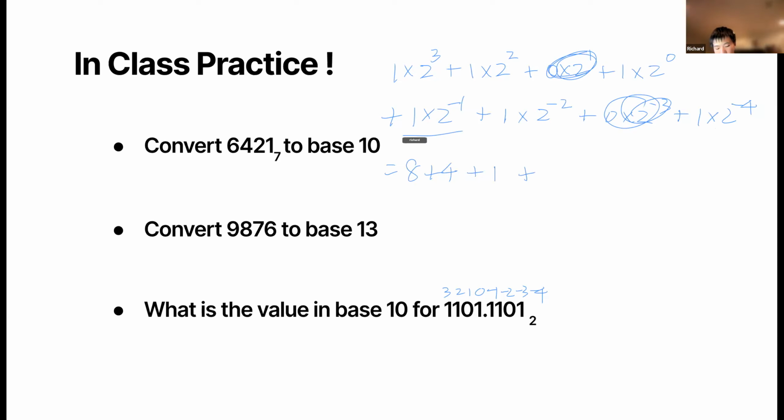And 1 times 2 to the power of negative 1 is 1/2 or 0.5. This is the same thing as 1/4 or 0.25. And this is the same thing as 1 over 16, which is 0.0625. Adding all this up, you should get 13.8125. So that is the decimal representation of this number.